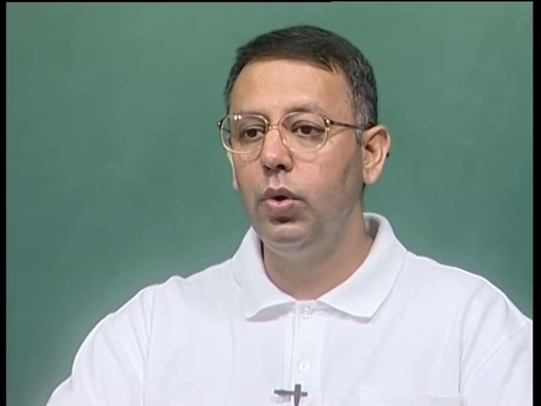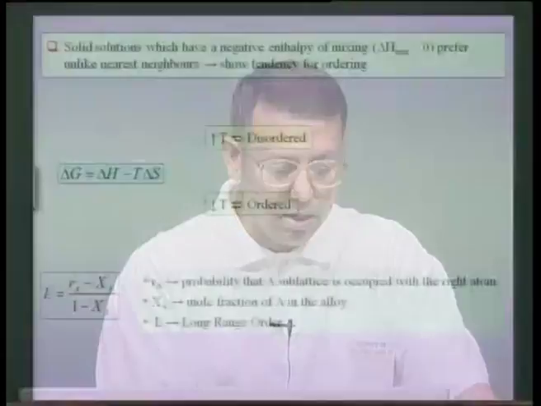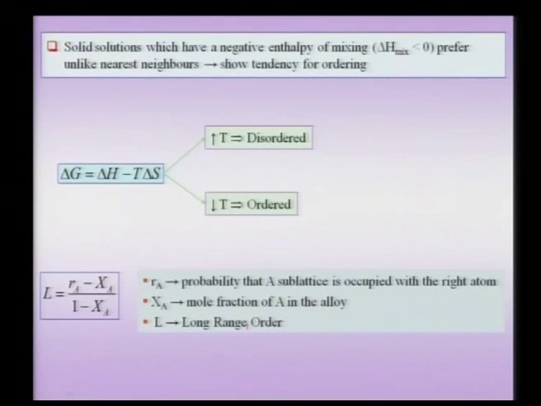And in fact, we had considered this aspect when we talked about crystals. Crystals in some cases can have long range order, they have short range order, and you could have situations wherein you have short range order missing but there is long range order, and the converse is also possible wherein there is short range order present but there is no long range order. So, this L is the long range order parameter, and it is defined as Ra minus Xa divided by 1 minus Xa, wherein Ra is the probability that the A sublattice is occupied by the right atom, and Xa is the mole fraction of A in the alloy.